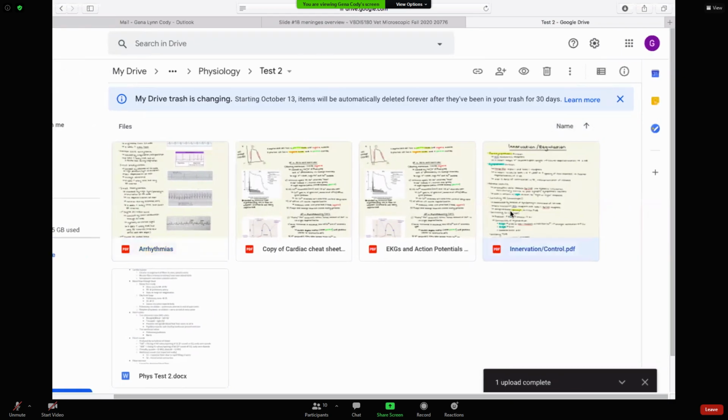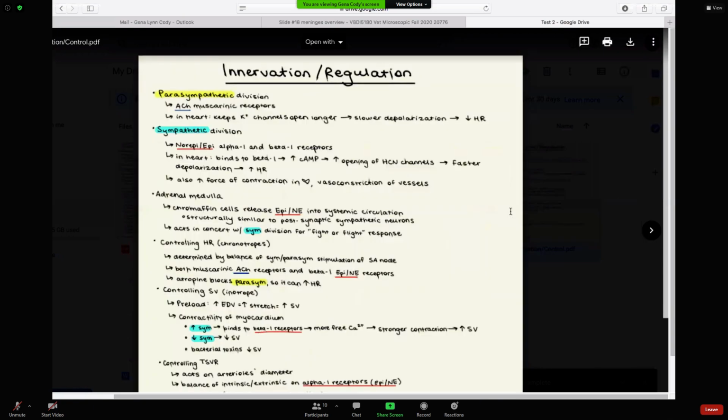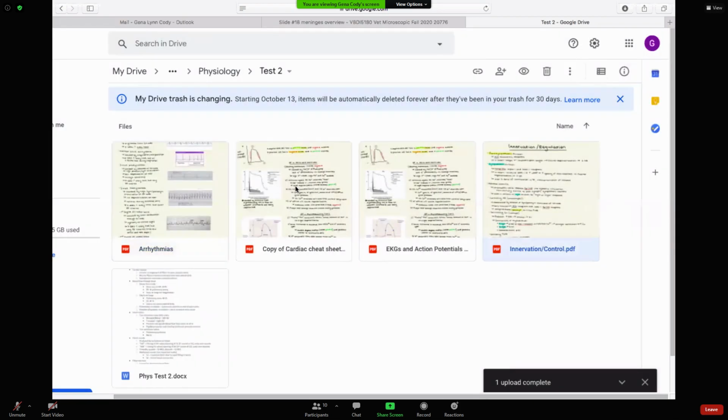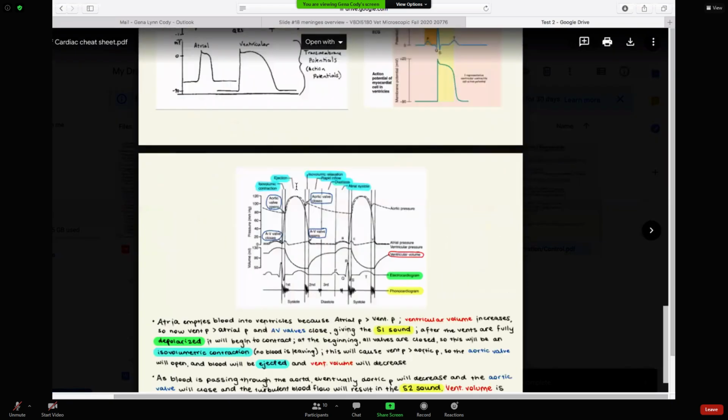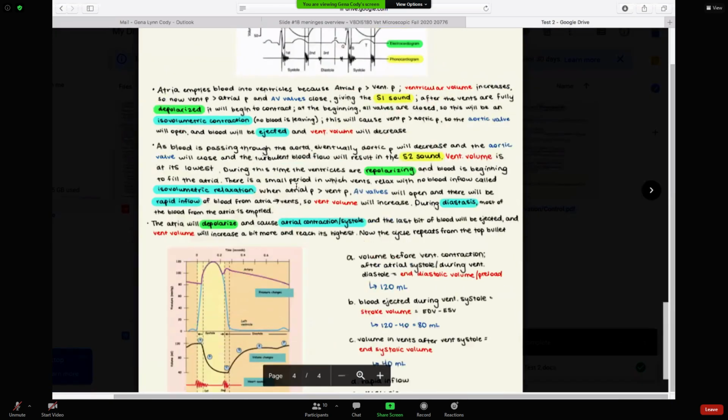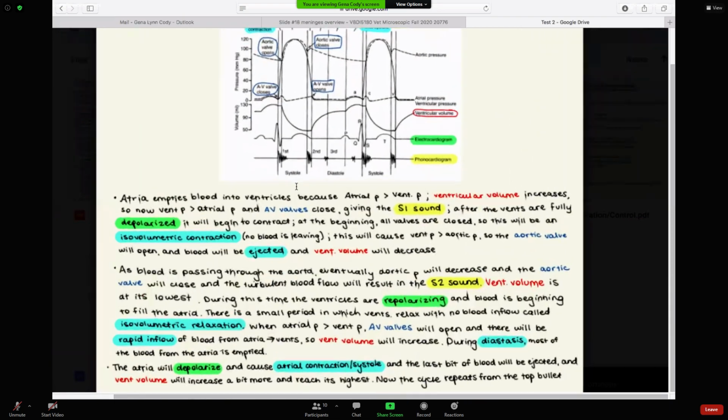There is a question in the chat. The question is, what causes the S3 and S4 sound? Oh yeah, for sure. So we don't really have to know those as much. He didn't care about them super much.